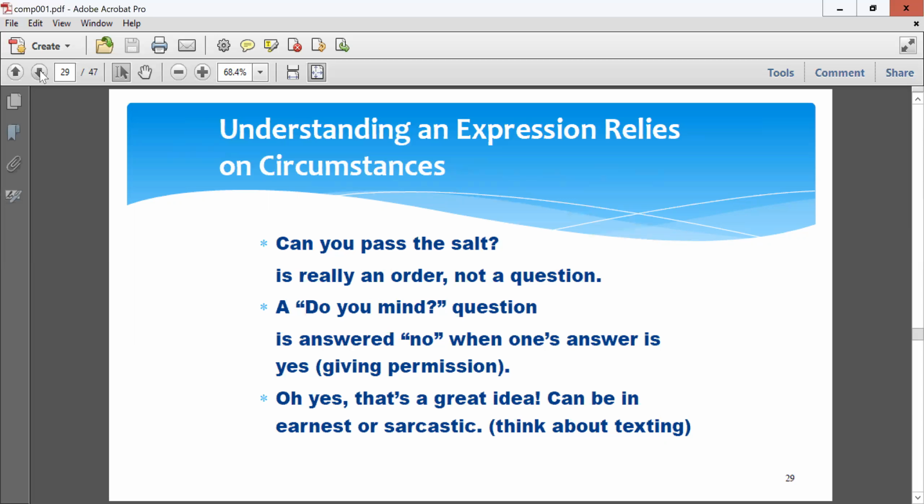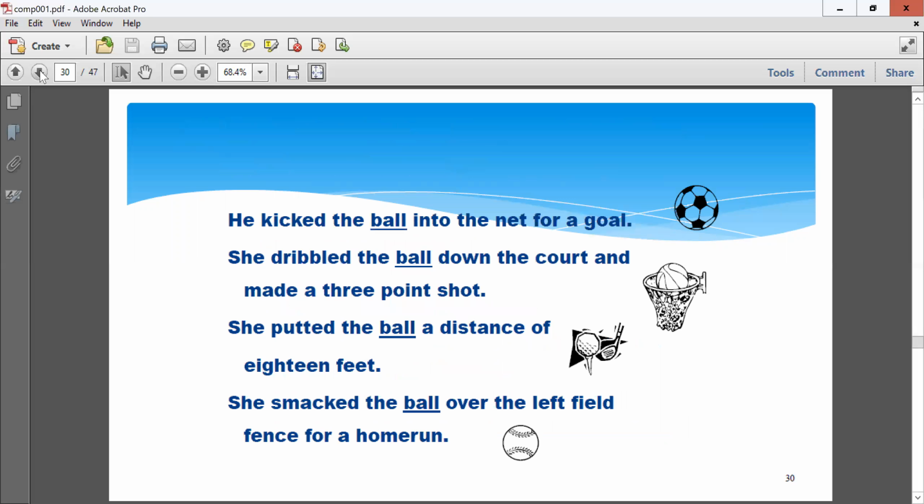That could be in earnest. Yes, that's a great idea. Or it could be very sarcastic. Oh yeah, that's a great idea, right? So it depends on the inflection. It depends on the situation. Think about texting. One of the difficulties when I began texting was, how do I read that? Was that serious? Was that sarcastic? What did they really mean? And so there's miscommunications that way.